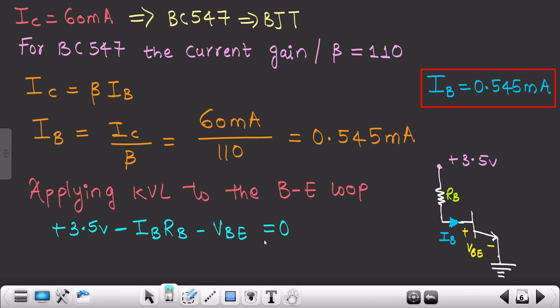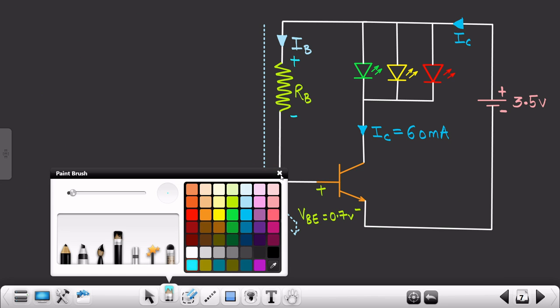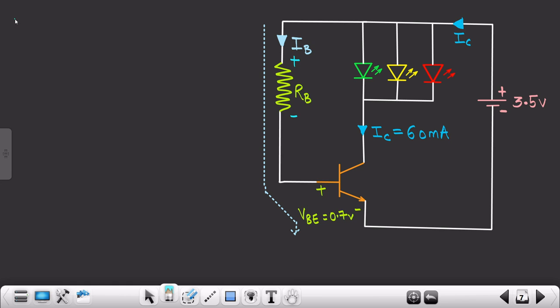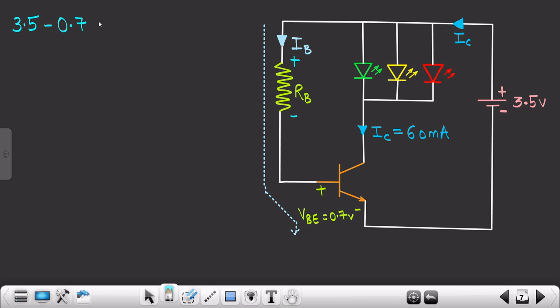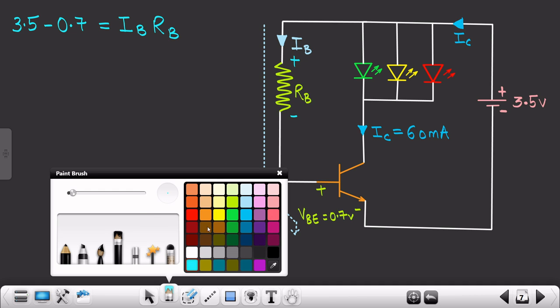I hope you know how to apply KVL, as we had already learned this particular topic, so I'm not explaining it in depth. So this would be plus 3.5 volts minus VBE, which is nothing but 0.7 volts, and then we move this whole term to the RHS side. So this would be equivalent to IBRB.